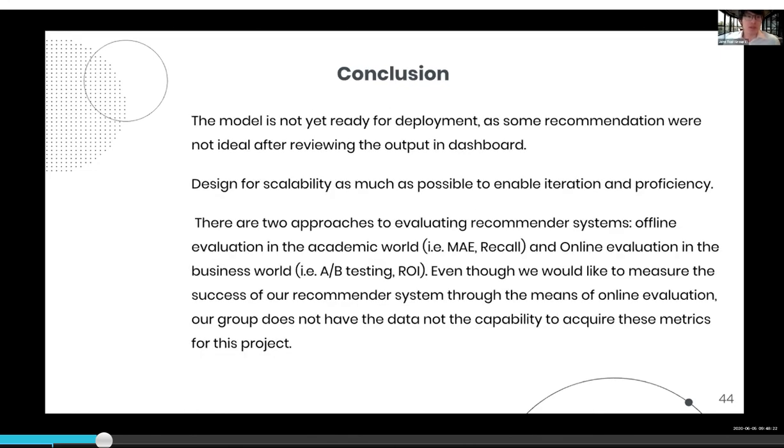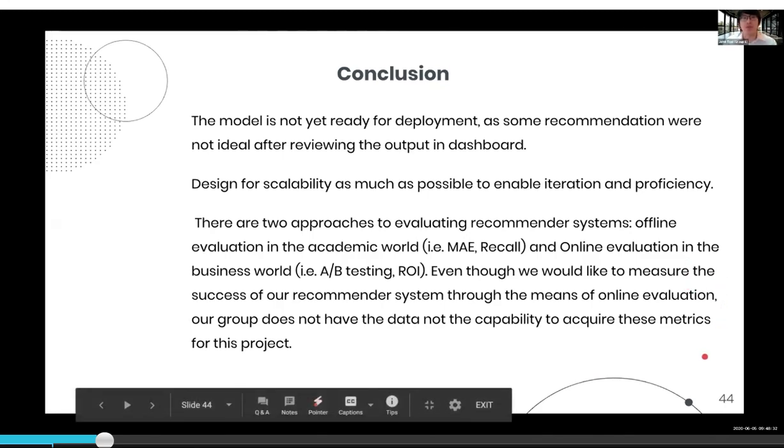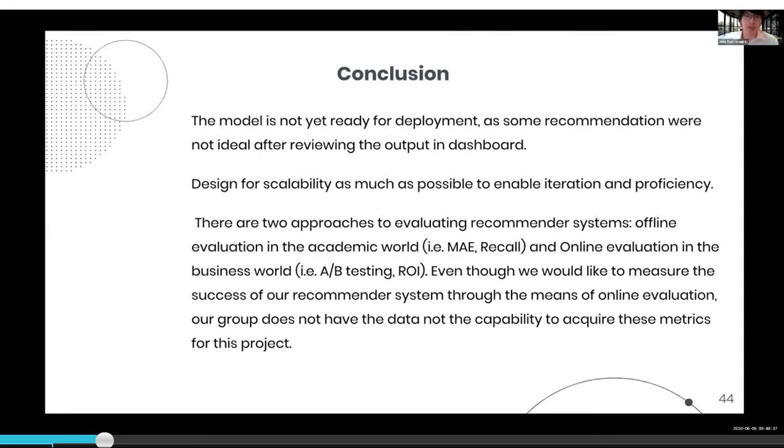Next. To wrap it up in just a couple sentences, we are aware that the model is not yet ready for deployment. As we examine the output of the recommendations, it's not always ideal for every customer that we inputted. But we did make big progress on the scalability of our model and getting ready for that process with the tools that we already explained.